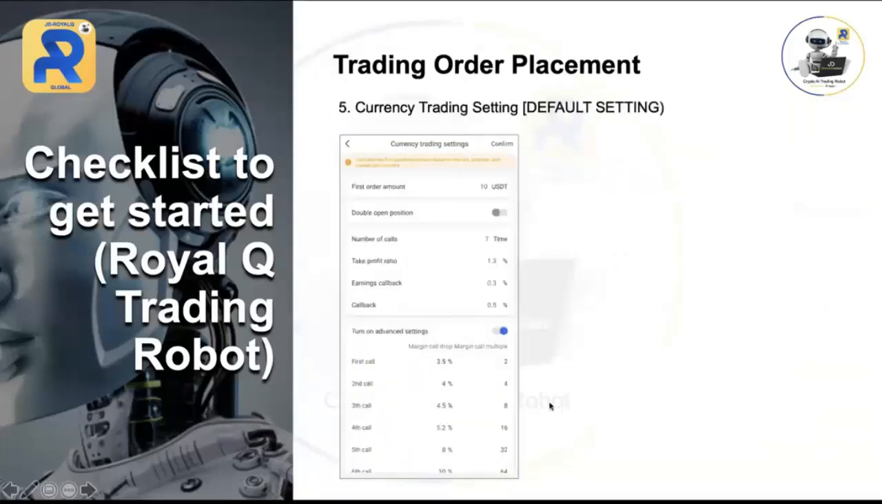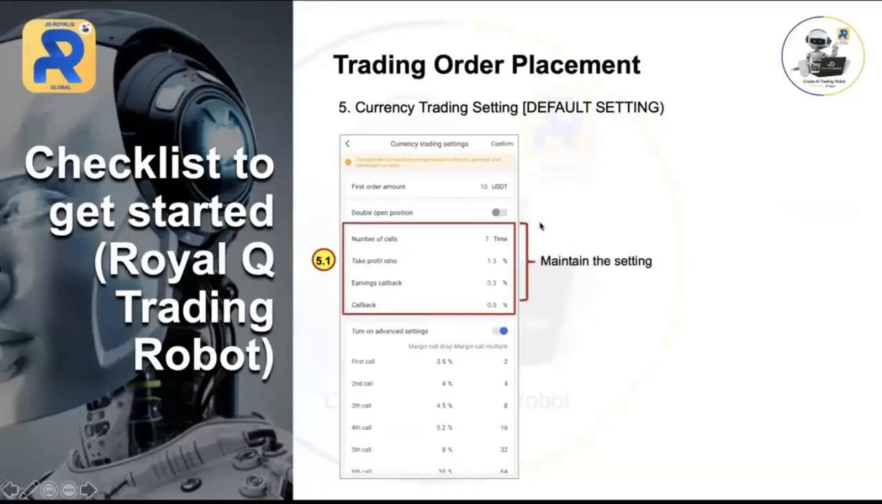Now once you have clicked the parameters, you'll be able to see that the first order amount is $10, and then you'll be able to see the parameters. For these parameters, I would advise you to maintain the default settings, or later on you can follow my settings. I will show you my settings very shortly. Now here we have the number of calls. The number of calls is defaulted to 7. What does 7 mean?